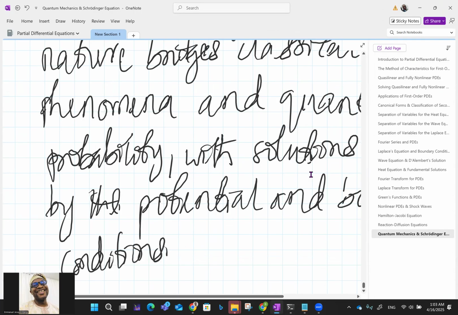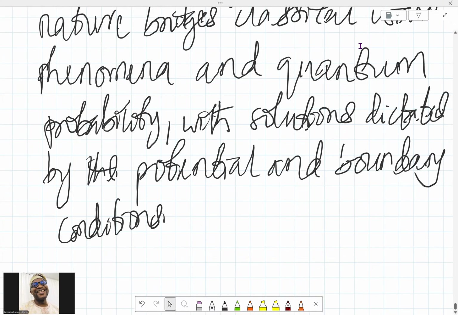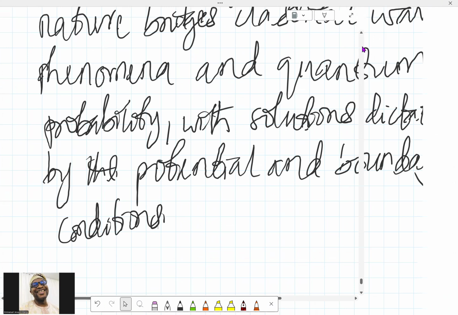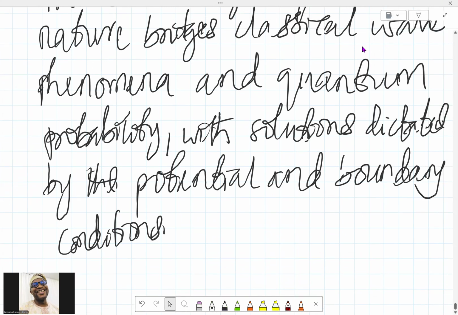All right, so that brings us to the end of quantum mechanics and the Schrödinger equation as they relate to partial differential equations.